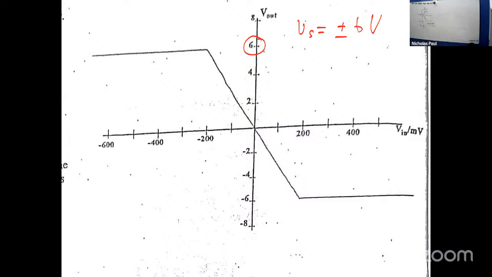What else can we do from this graph? How could we get the gain? Anybody can help him? Gradient. Find the gradient now. This is millivolts, right? And after you get your gradient and you get your gain, sketch what the circuit might look like.